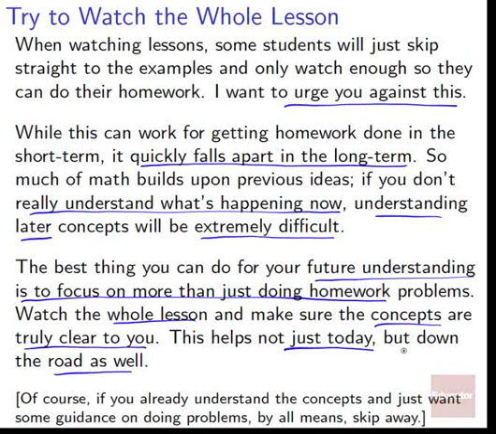And of course, if you already understand the concepts and you just want some guidance on doing the problems, by all means, skip away. But if you don't quite understand what's going on, you don't really see how the concepts work, try to watch the whole lesson because that will give you a much better understanding of how those examples work.